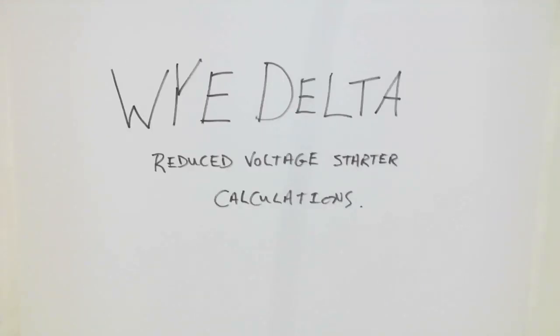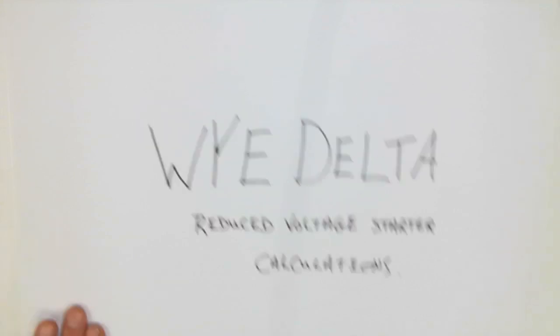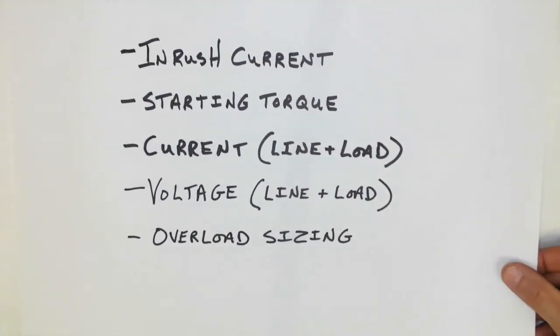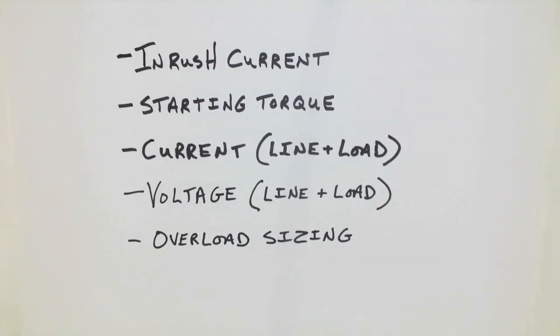Y delta reduced voltage starter calculations. In this presentation, we're going to be looking at the inrush current values, starting torque, the current on the line and load side of the starter, voltage on line and load side of the starter, as well as the overload sizing for a Y delta reduced voltage starter.